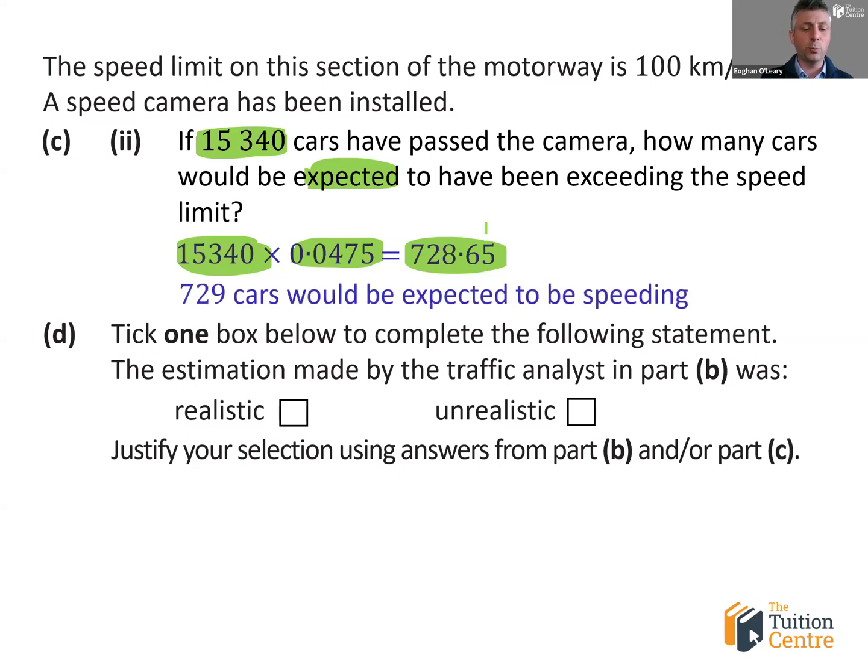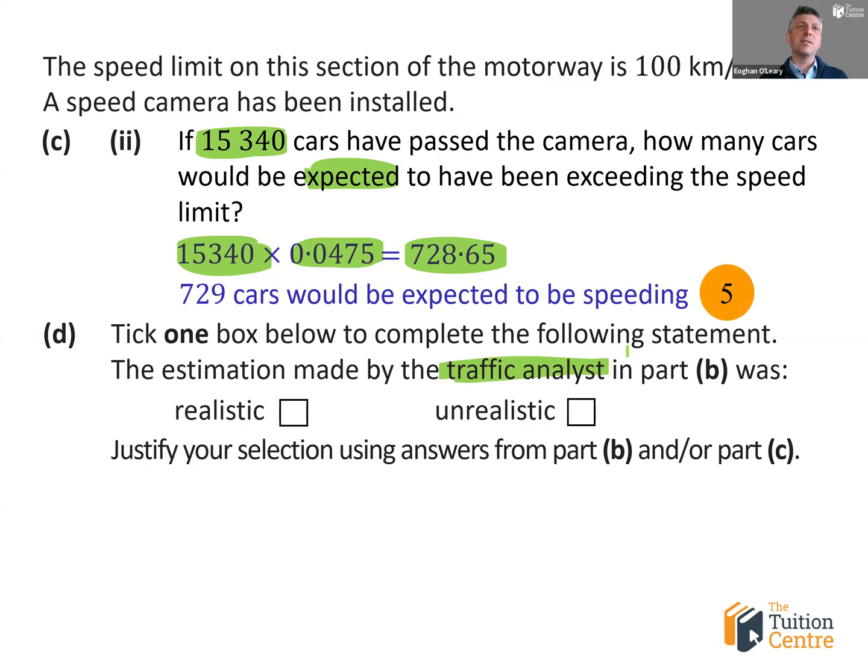So to the nearest whole number, that's 729 cars would be expected to be speeding. So 5 marks for that. Tick one box to complete the following statement. The estimate made by the traffic analyst in part B was either realistic or unrealistic. Justify your selection using the answers from part B and/or from part C.